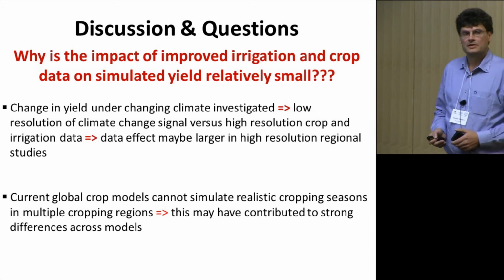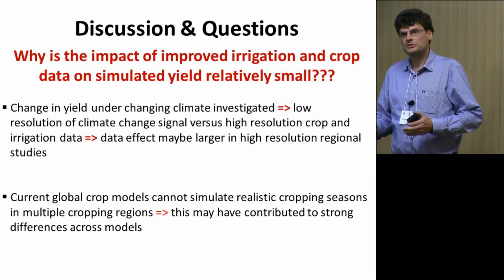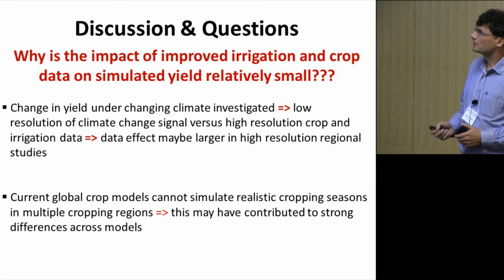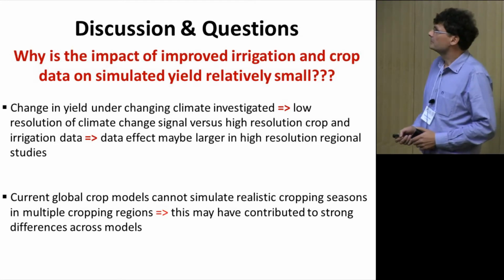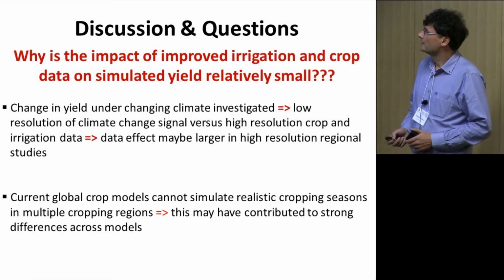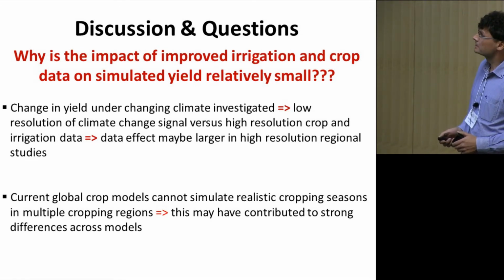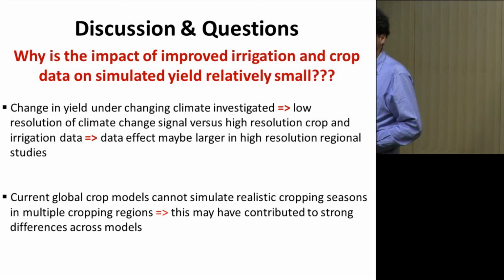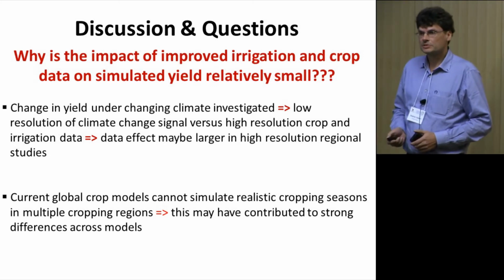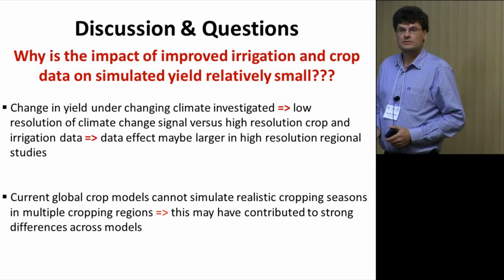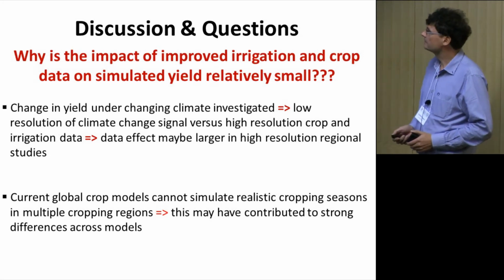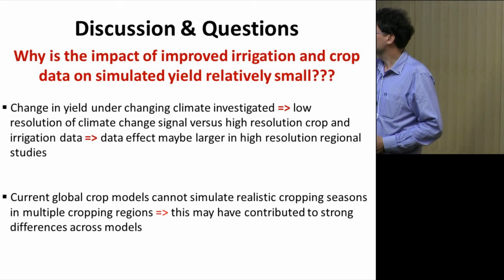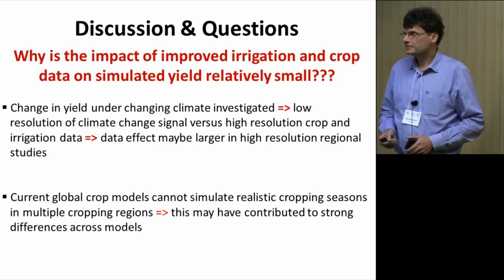Or it could be that the improvement from state to district level information is just not showing up because of this mismatch in the resolution. Another reason is that we still have problems with the global crop models simulating realistic cropping seasons. It is very difficult to simulate crop phenology, in particular at the global scale.